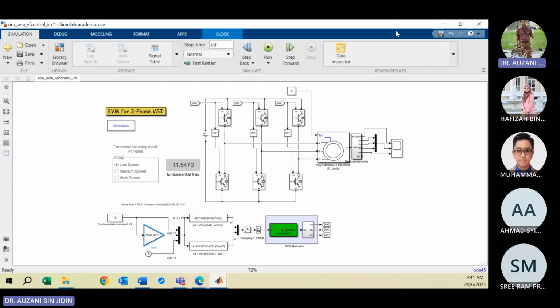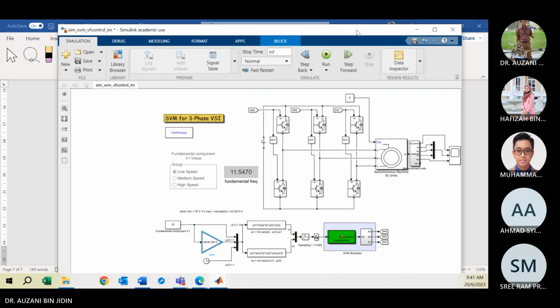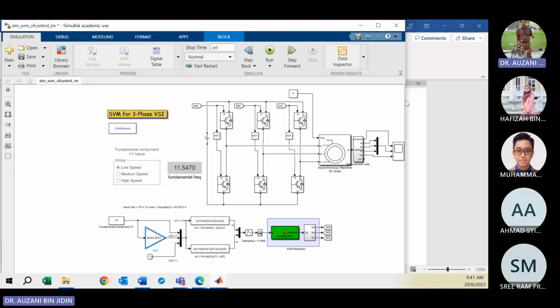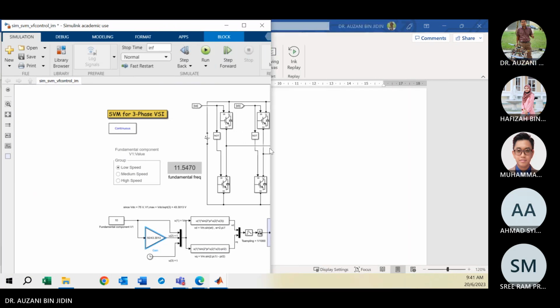How do I do this? Let me resize the window.